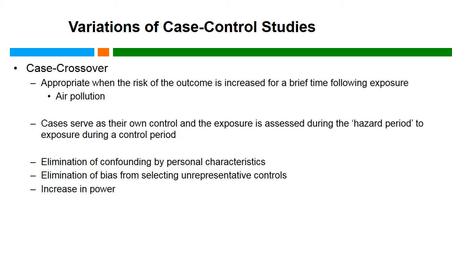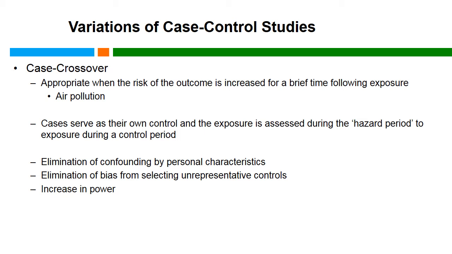So in this case crossover design, cases serve as their own control and the exposure is assessed during the time immediately preceding the case period. The control periods are selected from times where the disease outcome or the acute health effect is not taking place, and the exposure that immediately precedes those control periods is also assessed. So you're measuring exposure immediately preceding the case period and immediately preceding the control periods, and you're comparing the exposures during the case period and the control period.